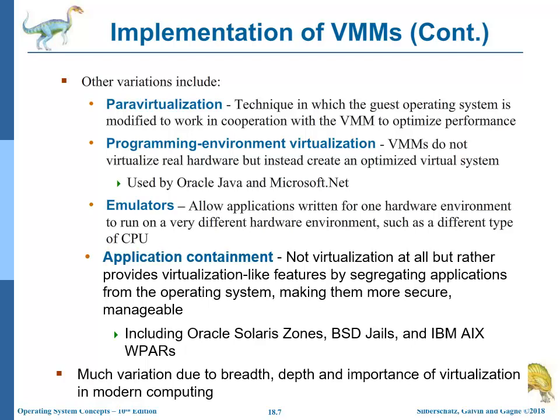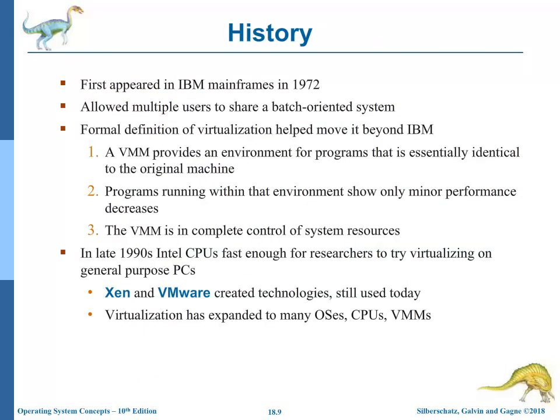Application containment, which is not virtualization, but rather provides virtualization-like features by segregating applications from the operating system. Application containment is used to block harmful file and memory actions to other apps and the endpoint. Virtual machines first appeared commercially on IBM mainframes in 1972.